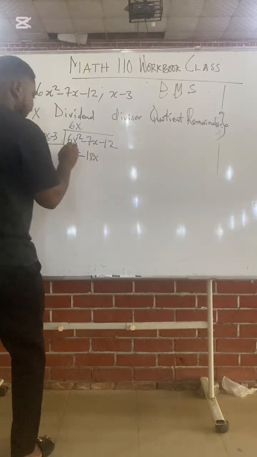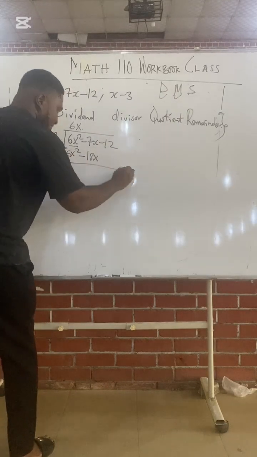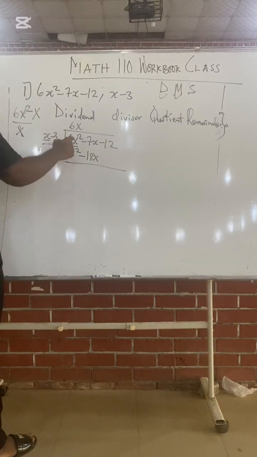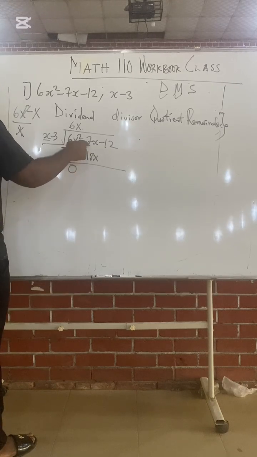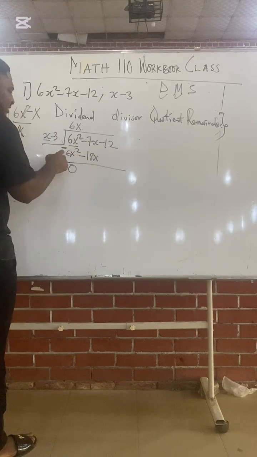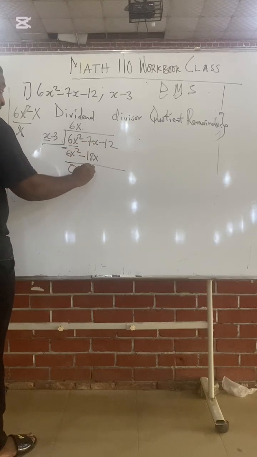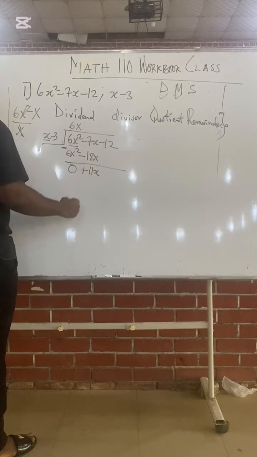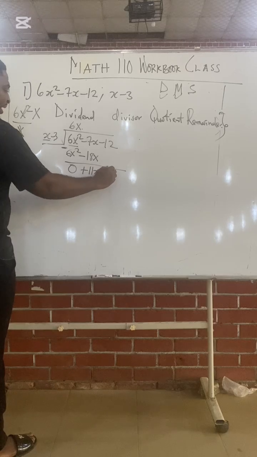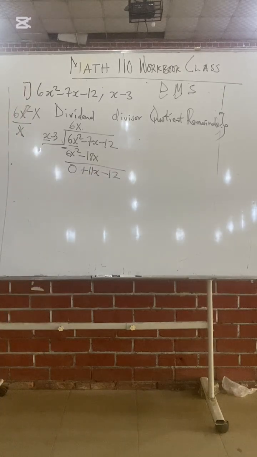What do you do next? Subtract. 6x squared minus 6x squared is 0. Minus 7x minus minus 18x: minus times minus is plus, so minus 7x plus 18x gives plus 11x. Who do you bring down? Bring down minus 12. You have done the first cycle of divide, multiply, subtract.